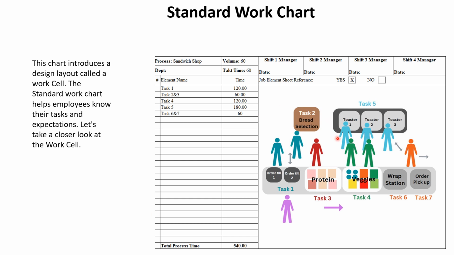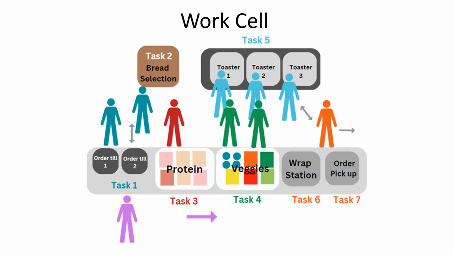So this is my design for our work cell, and it's on this standard work chart. This is what we would give to our employees so they know task 1, 2, and 3, these tasks highlighted by these jobs. That is their job, to ensure that these things are done. So this just helps make everybody accountable and know what they need to be doing. That's our standard work. This is our work cell. So this is my design for the Lean Sandwich Shop.